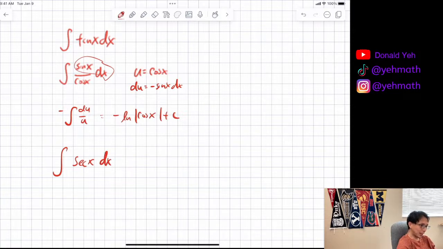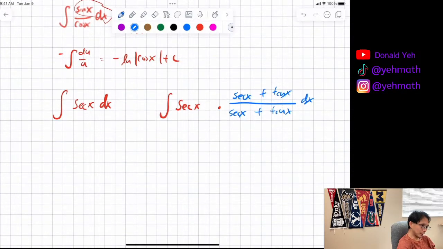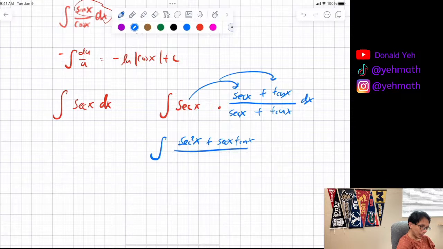So integration of secant of x dx, the person who invented it kind of sees something that is out there. So he multiplied by secant of x plus tan of x over secant of x plus tan of x dx. Why do you do that? Because if you distribute the top, that's going to be secant squared of x plus secant of x tan of x, over secant of x plus tan of x dx. And he sees this.